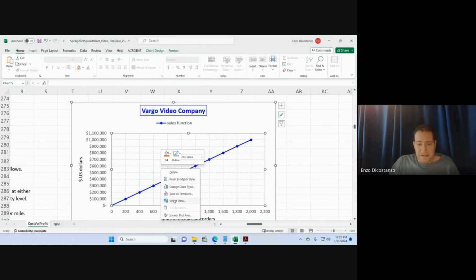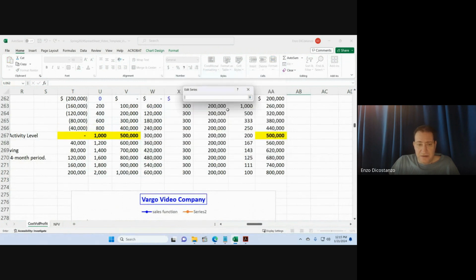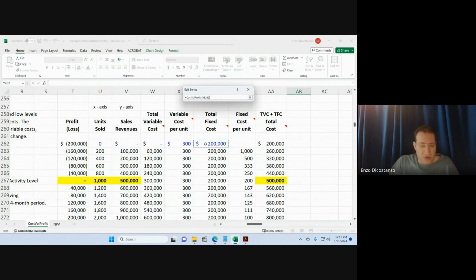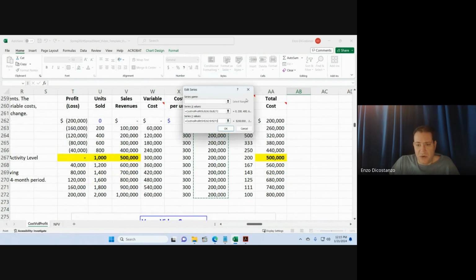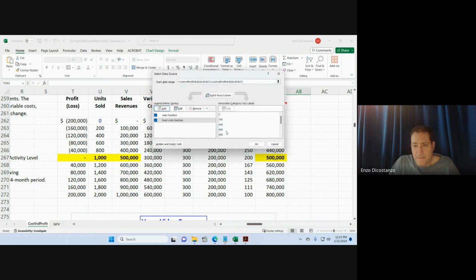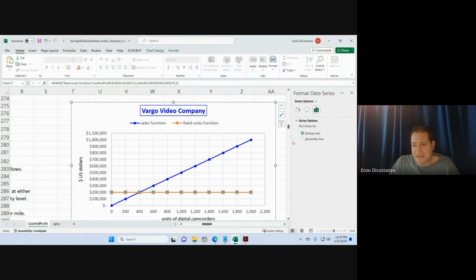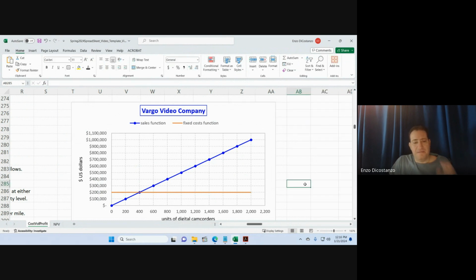Right click, select data. You're going to add. Your x-axis will be the units sold. The y-axis will be total fixed, not the unit one. We're not doing the unit graph. This is total. And this is the fixed cost function. For this one, you don't need the dots. So you can just go to format the data series, click on the first one, marker options, none. Okay, like that. That's your fixed cost function.